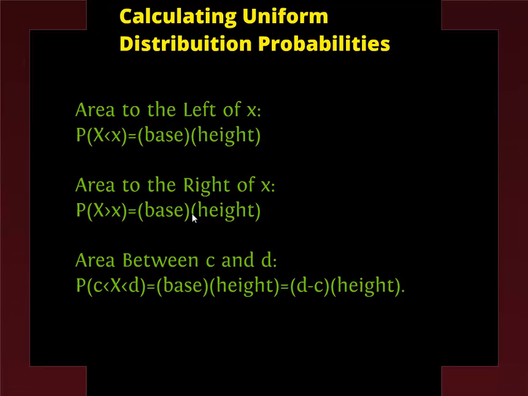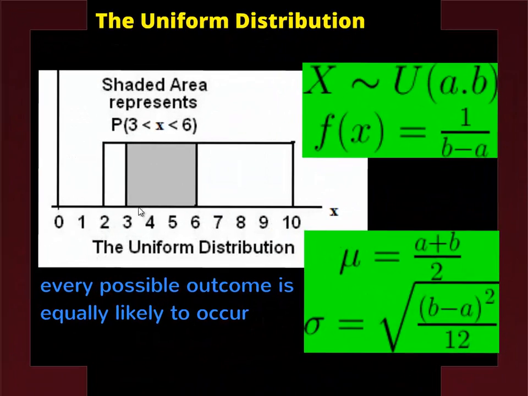Area to the right is the same thing. We take our base and we get our height. So again, we're just going to subtract off where those things are and multiply by that frequency distribution. To find an area, we just take base times height. We have d minus c times height. So again, we take 6 minus 3, which is 3, times our height.